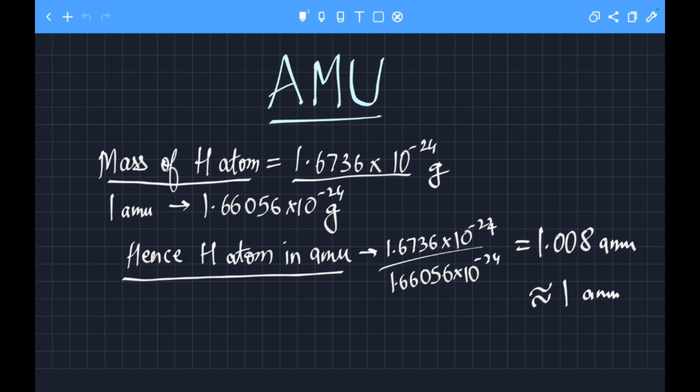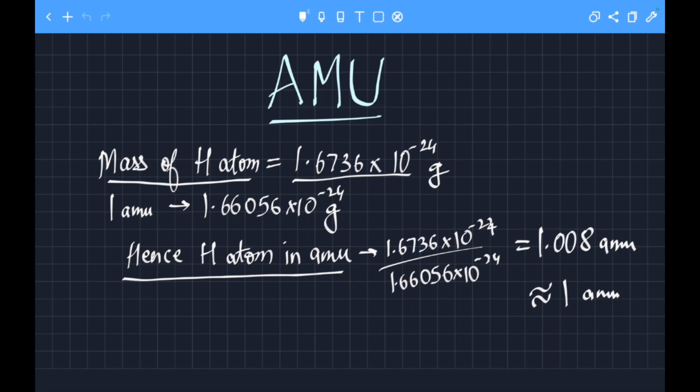So let's understand first, what does AMU help in? AMU helps in understanding the reactions at an atomic level. For example, it is very hard to say that I want to react 1.6736 into 10 raised to minus 24 grams of hydrogen atom with another element. ये करना और ये कहना बहुत मुश्किल है हर बार.